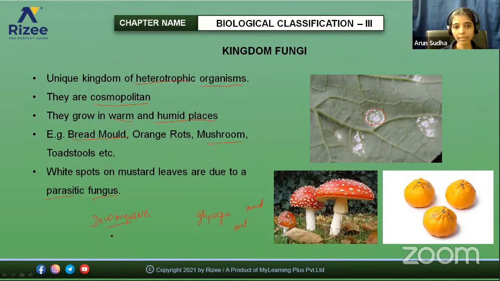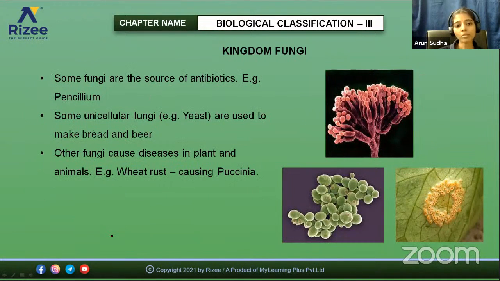Then the other main thing about fungi is that they are sources of antibiotics. For example, you know that penicillin, a common antibiotic, is produced from the Penicillium species. Penicillium chrysogenum, and there are so many species of Penicillium that help in the production of antibiotics. And then some unicellular fungi.